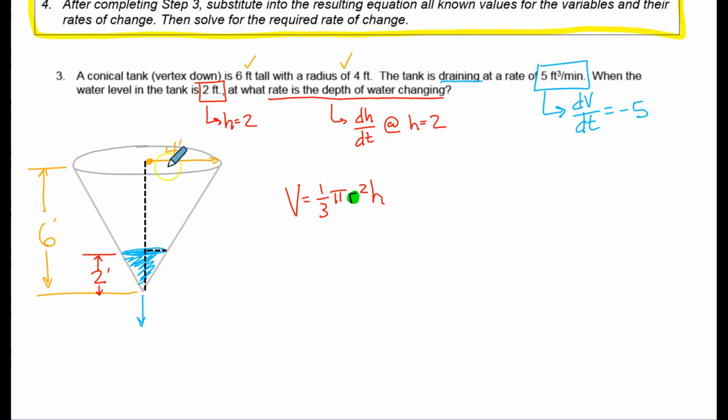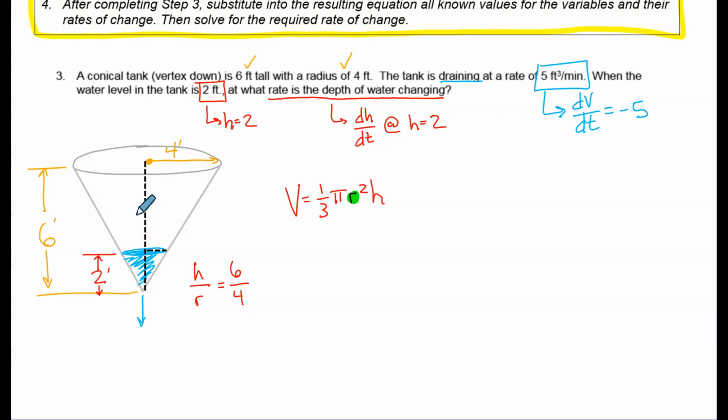Okay, we have a big triangle here, and we have a little triangle here, and they share an angle down here, and they also share a right angle. So there's a ratio there that's going to be consistent. The ratio of the height of water to the radius of the water is going to be 6/4, and that ratio will be constant for whatever amount of water we have in the tank.